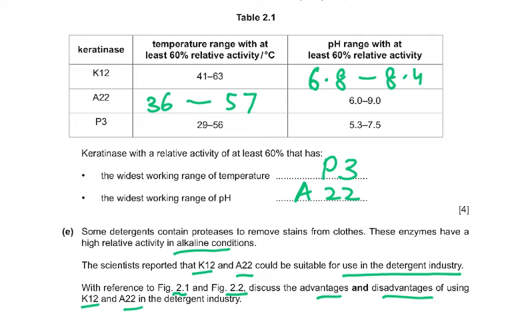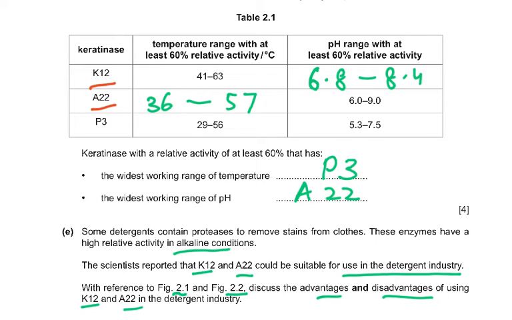A22 and K12 are active over a very wide range of temperatures. They remove stains at a wider range of temperature, so their temperature range with at least 60% activity was quite large. And then low activity means poor stain removal. The disadvantage will be that you see poor stain removal at 30 and 70 or 80 for A22.